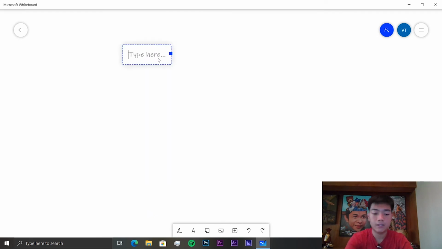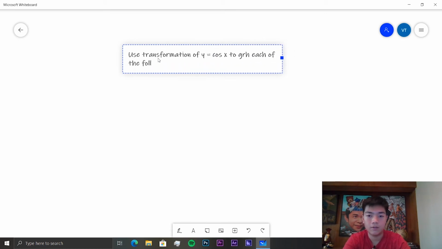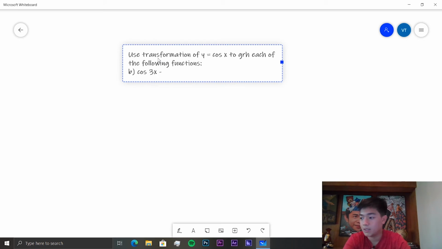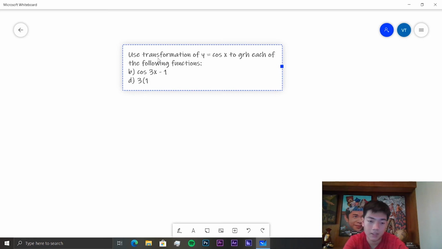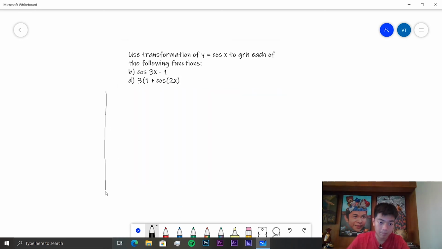Okay, on to the next one. Final 2 questions. We need to use transformations of y is equal to cosine x to graph each of the following functions. We need y equals cosine 3x minus 1 and y is equal to 3 times (1 plus cosine 2x). So for this first one, cosine 3x minus 1, well, cosine 3x, multiplying x by 3 tells us that we're going to have to compress the function by a factor of 3. So the original cosine graph will look like this.